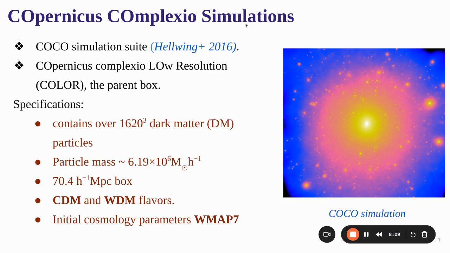So for this work, we use the Copernicus Complexio simulation. It's a dark matter only simulation, and it has different boxes. The parent box is of size 170.4 gigaparsec h inverse, and we also have the medium and high resolution suites inside this one. But for this specific work, we use the parent box, which consists of around 1,620 cubed dark matter particles, and each particle is assumed to have a mass of 6 times 10 to the 6 solar masses. The simulation has both cold dark matter and warm dark matter flavors, and the initial cosmology is based on WMAP 7. For this specific work, we use only the cold dark matter flavor.